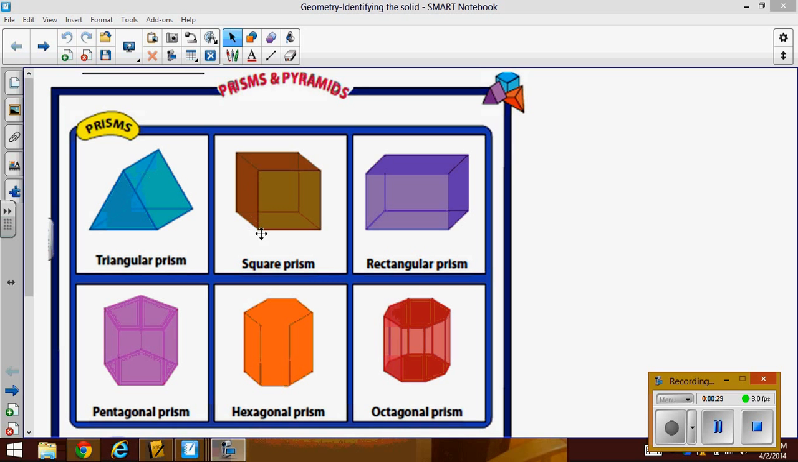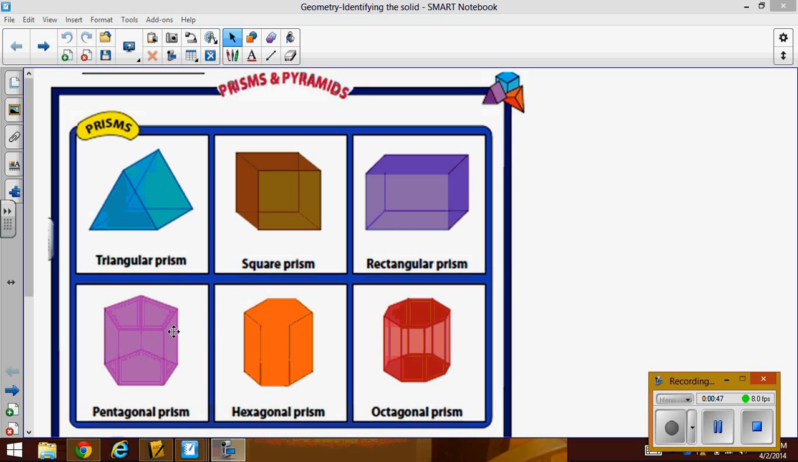This one's a square prism because the front and back are parallel to each other and they're both squares. Same with this one. This one's rectangular because the front and the back are rectangular, so the shape is called a rectangular prism.